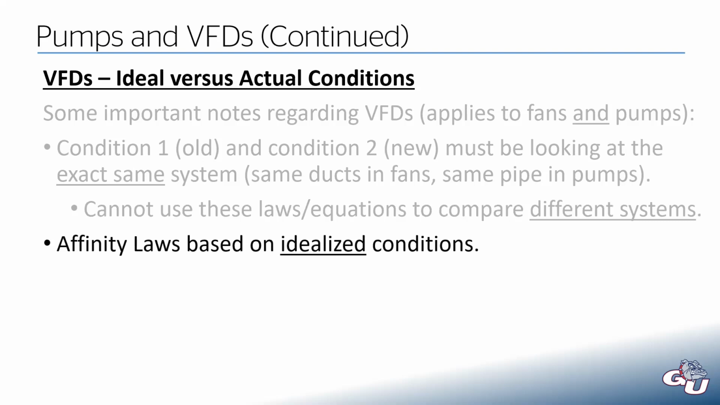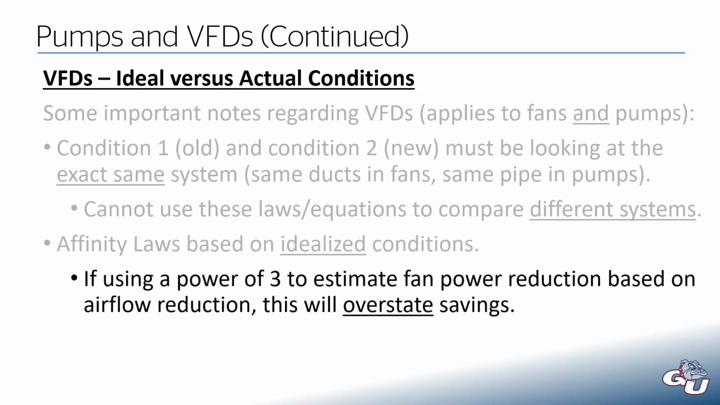The affinity laws are also based on idealized conditions. And I mentioned this back when we talked about VFDs the first time, that this is all pie in the sky, idealized conditions. And this isn't actually how it's going to work. If we're using that cubic relationship to estimate our fan power reduction based on our airflow reduction, this is going to overstate savings, because that power of 3 is based on the idealized conditions, and in practice, that's not what we're going to see.